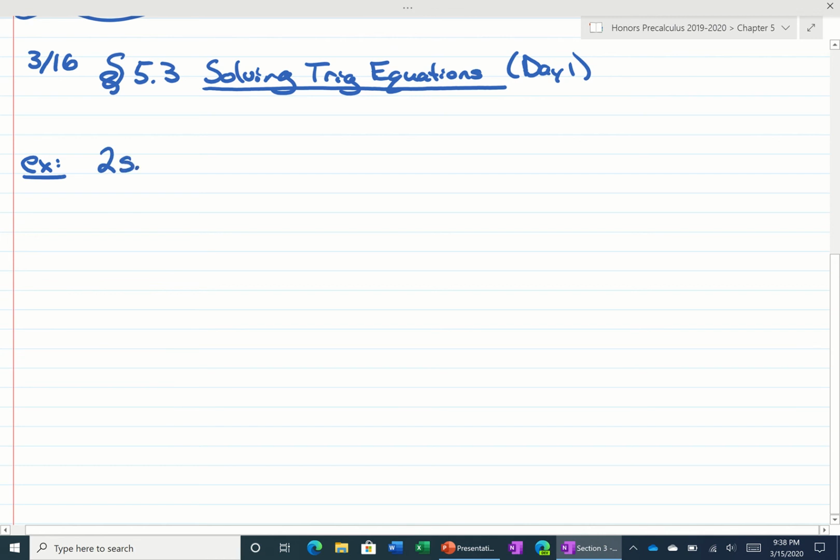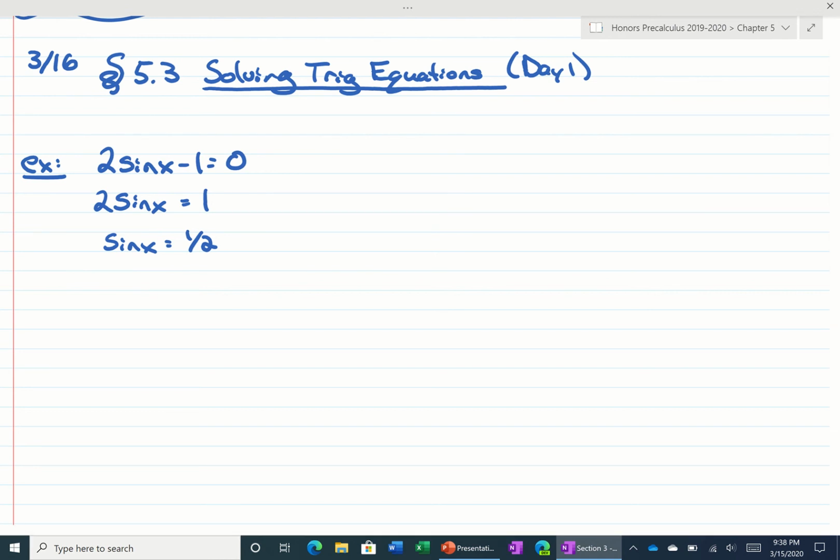It says 2 times the sine of x minus 1 equals 0. And this is just a basic kind of problem. We want to try to get x by itself. So we can go ahead and get the 1 on the other side and divide by 2. And now we have to think about what angle, when we take the sine of it, gives us 1/2.